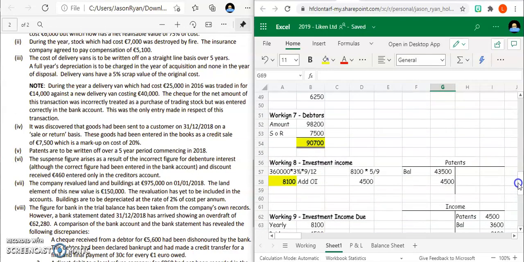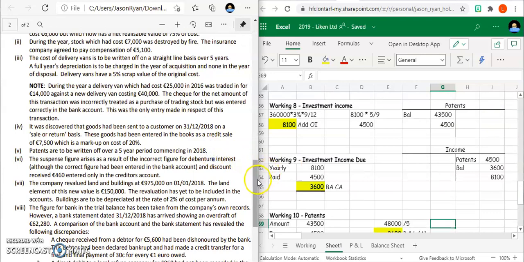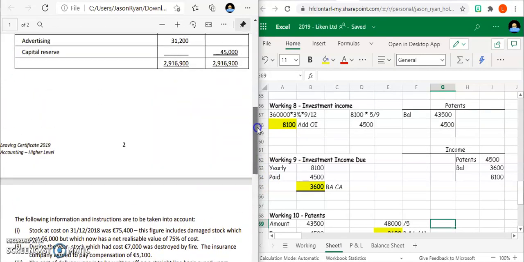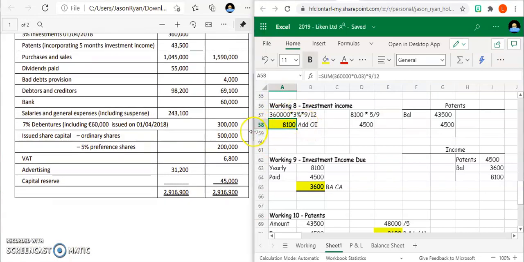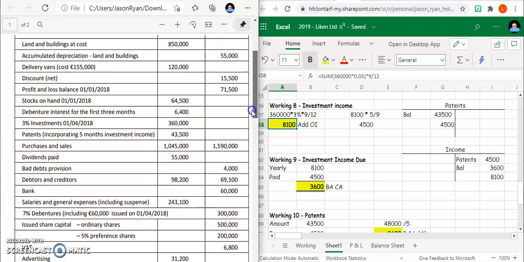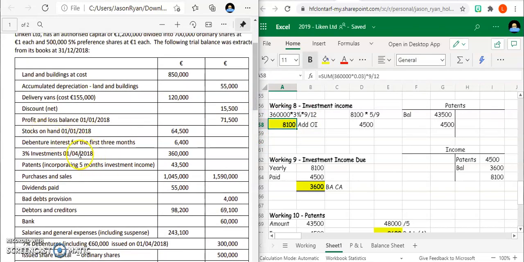Okay, so just recapping that one then. It told us in the question that your patents have got 5 months investment income incorporated. So we need to find out how much that investment income was. So we found out the yearly investment income by taking the figure in the question, which is 360,000. We multiplied that by 3%, but we only had it for 9 months. So it was 9/12. So the yearly amount of investment income is 8,100. Of that 8,100, 5 months of that was incorporated in your patents. So how much was incorporated in your patents? You're going to take the 8,100 multiplied by 5/9 because we only had it for 9 months and 5 months were incorporated. So that's going to give you 4,500.